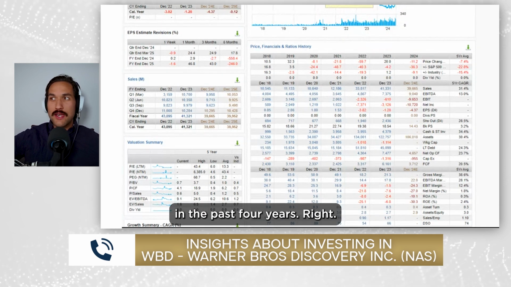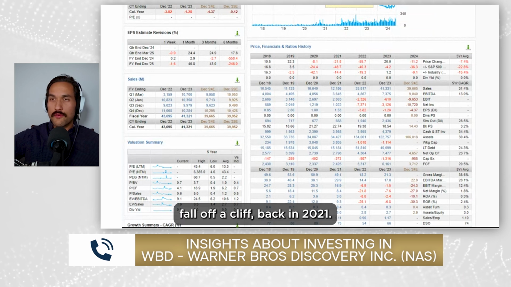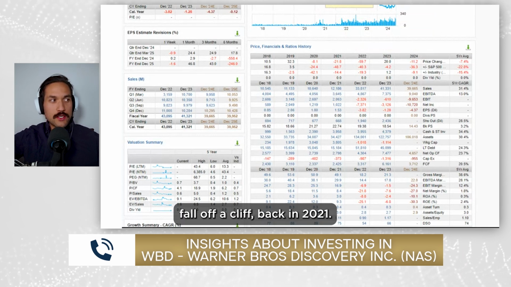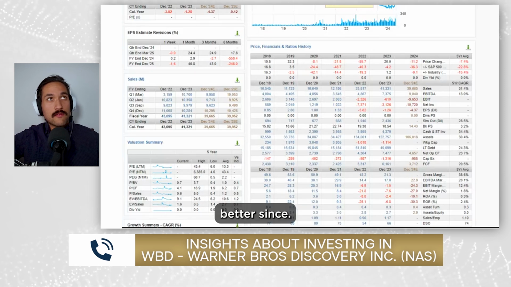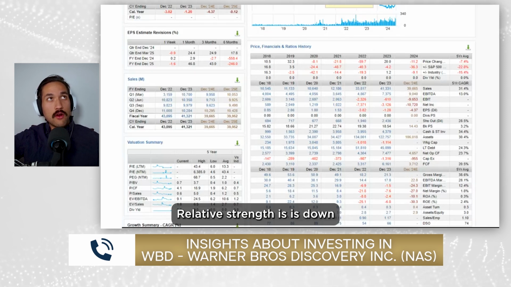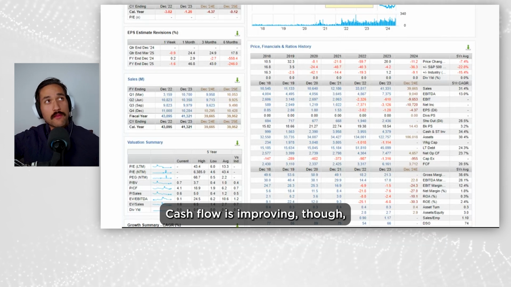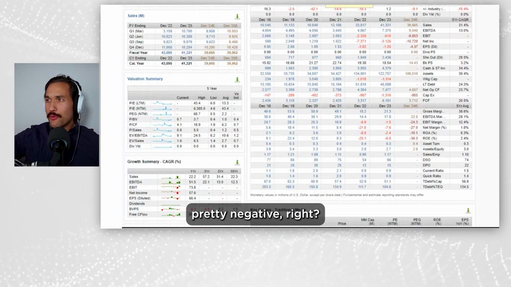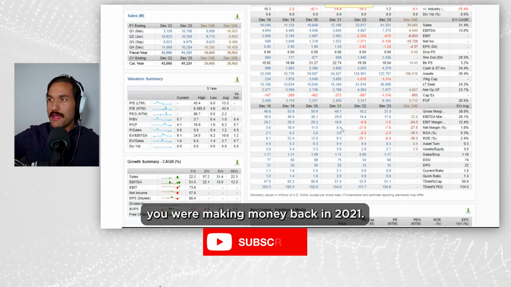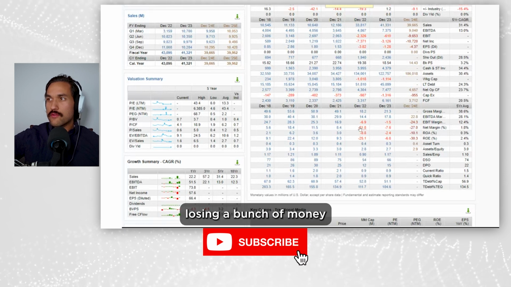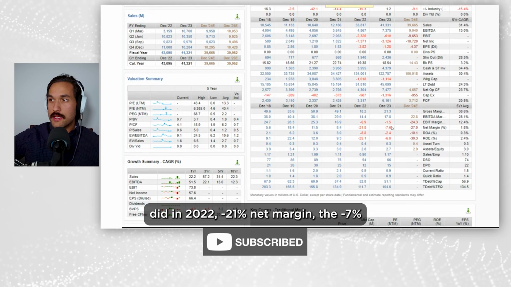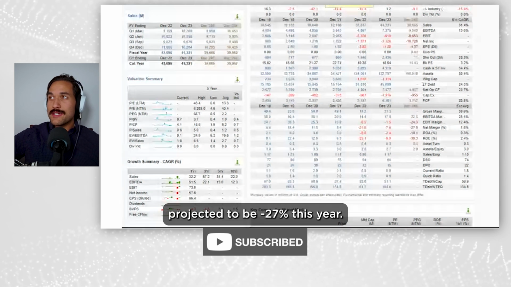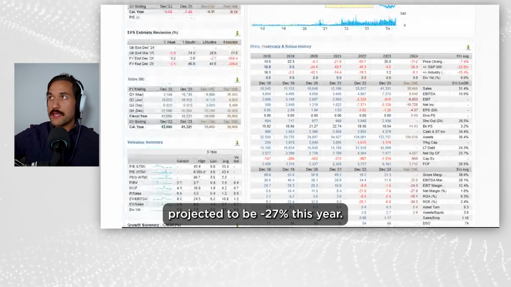Now, if you take a look at its relative strength, that would tell you certainly in the past 4 years, no, right? It started to fall off a cliff back in 2021, and things have not gotten much better since. Relative strength is down over the past 5 years. Cash flow is improving though, but profitability looks pretty negative, right? You were making money back in 2021, and then you started losing a bunch of money, as a lot of streaming services did in 2022. Negative 21% net margin, then negative 7%.